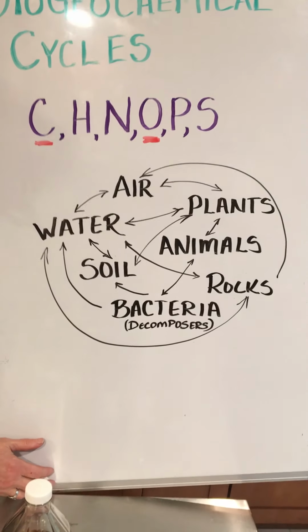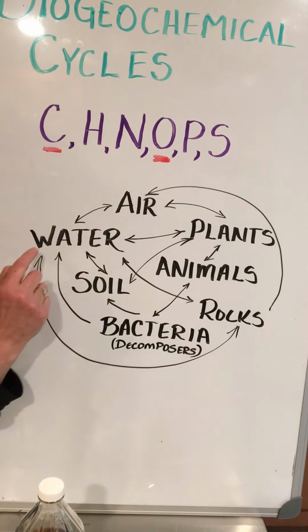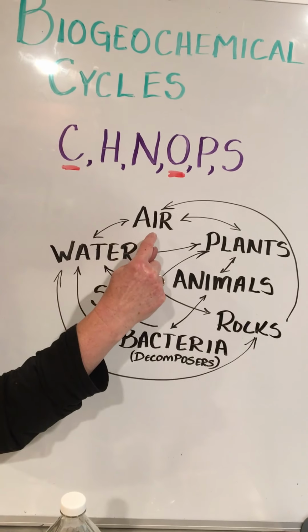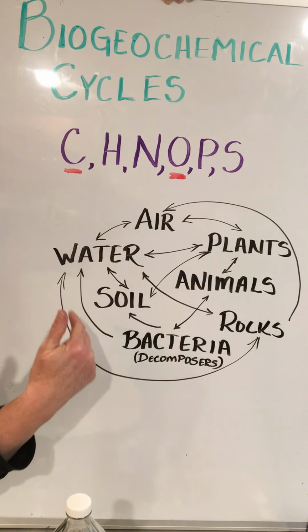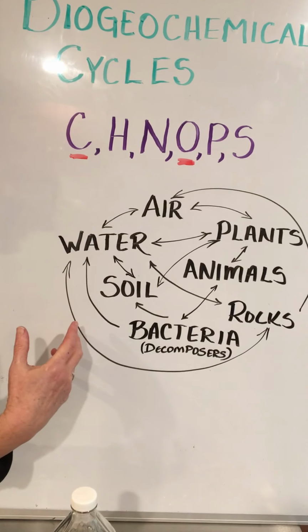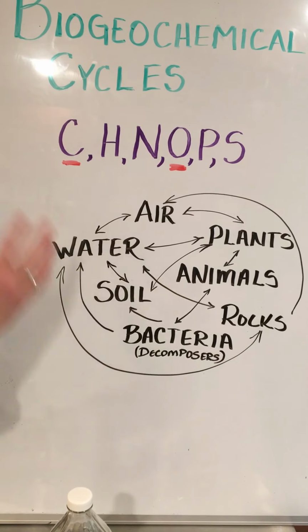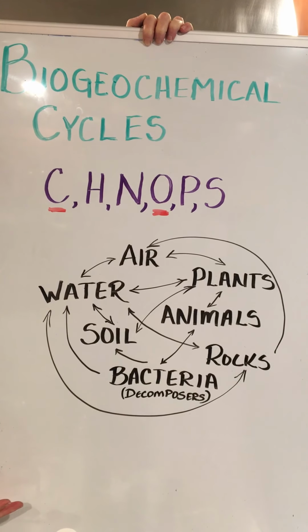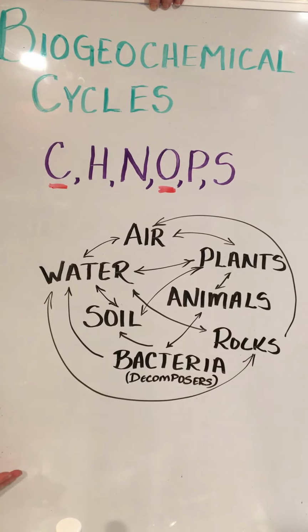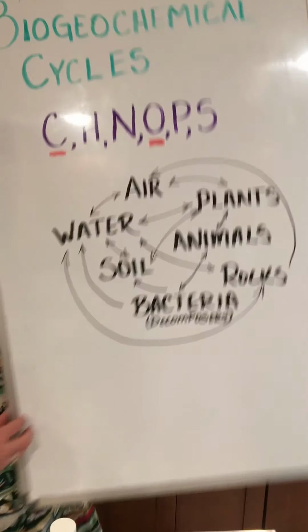And the idea is we're going to take a look at how these elements move between the air, plants, animals, water, soil, rocks, bacteria, how this stuff moves globally on our planet between the living, the biotic, and the non-living, the abiotic. So here we go.